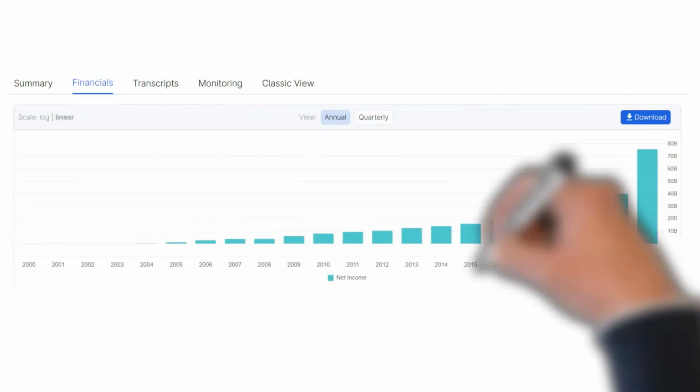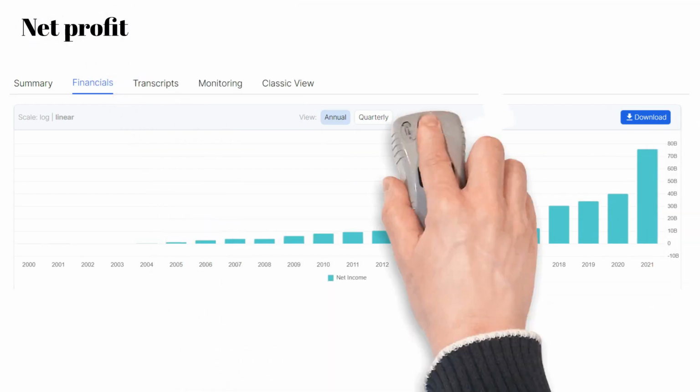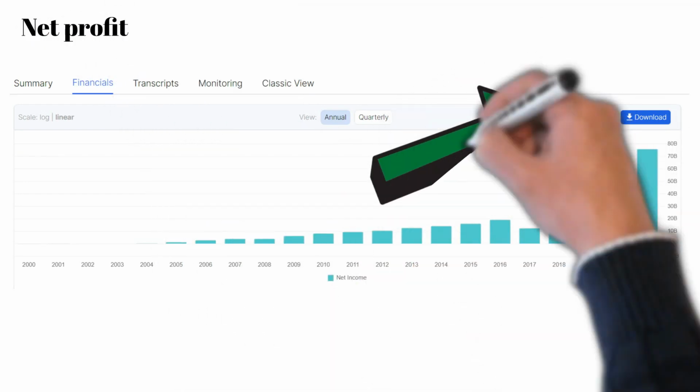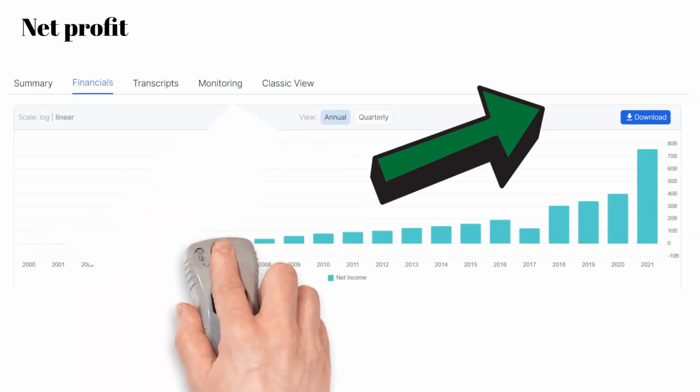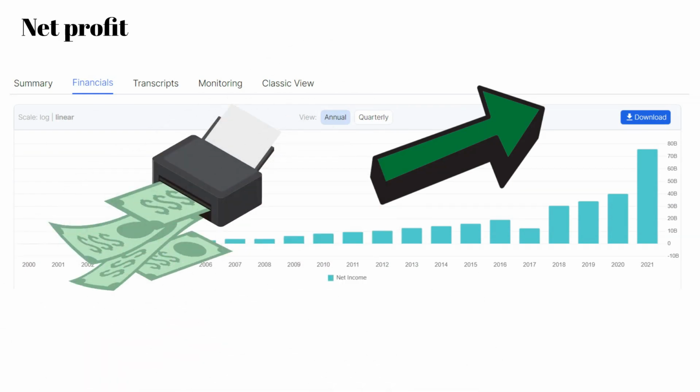Google also generates consistent and increasing profit over the years. There was a dip in year 2017, but overall, Google is a company that makes money.